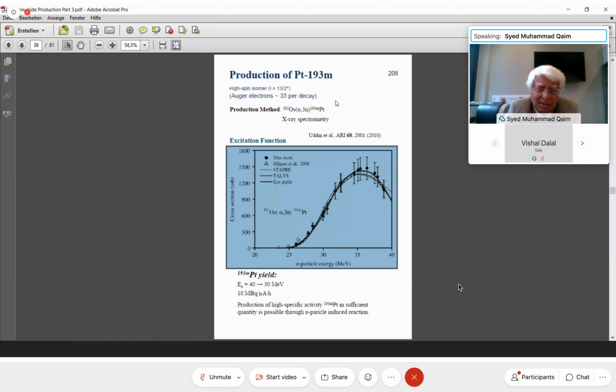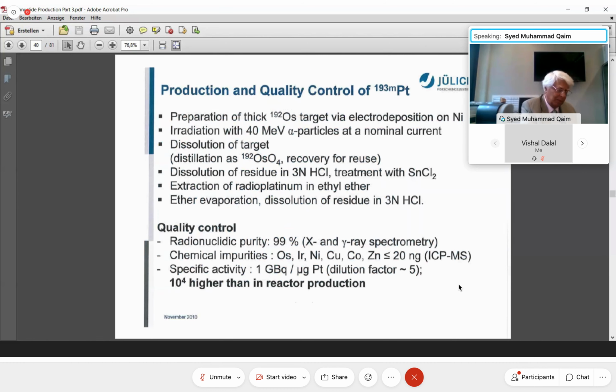Platinum cisplatin is used very much in chemotherapy also, so one can make use of the same analogy here, and have compounds with platinum 193. And since it's a high spin isomer, here also the alpha,3n reaction is very useful, an alpha induced reaction. The cross section is shown as a function of energy, and alpha particles over 30, 35 MeV give very good yield, enough yield for application purposes. So this was just the measured cross section compared with theory, and here is how the production was done.